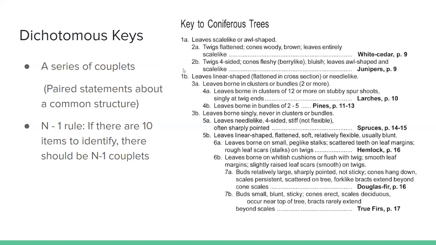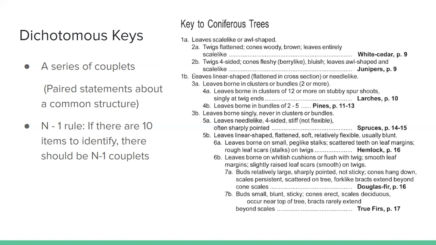So for that conifer you have in front of you, I'll just tell you because I didn't pull up the scale-like versus awl-like versus linear page for you, but these leaves are linear shaped. So they're flattened in cross-section if you slice through one of the leaves, or maybe needle-like. So now that we're at 1B, we'll be assessing the next level in, right? So we've jumped from 1B to now we're on question three.